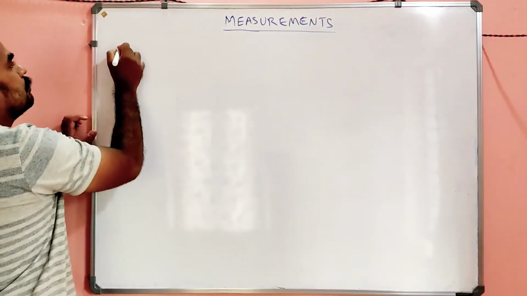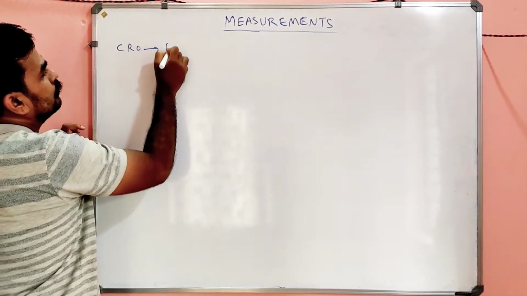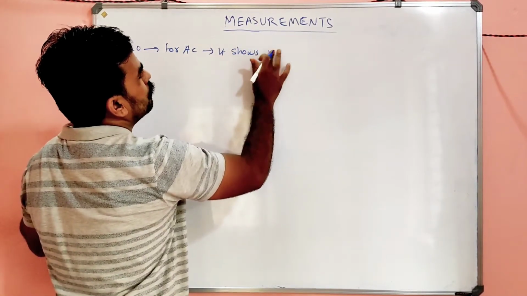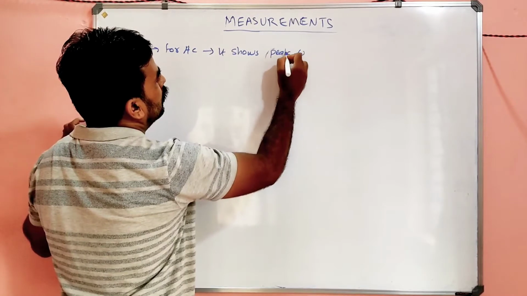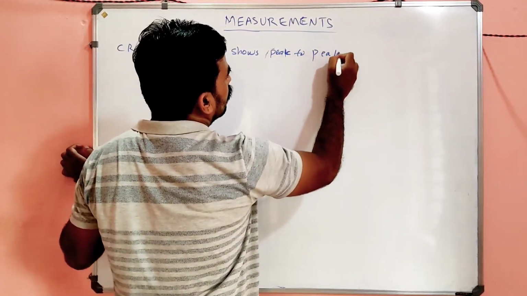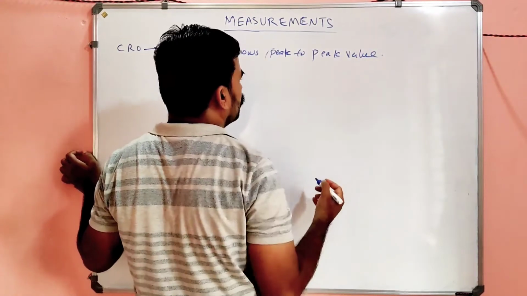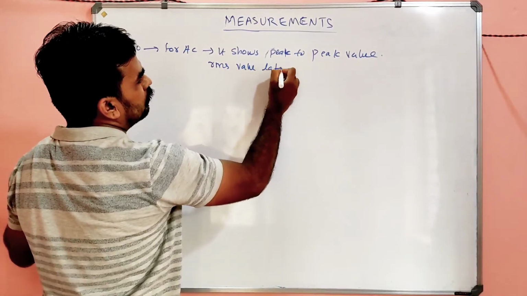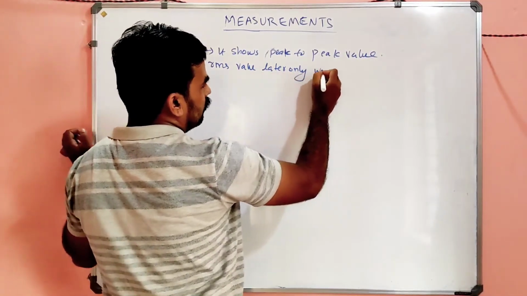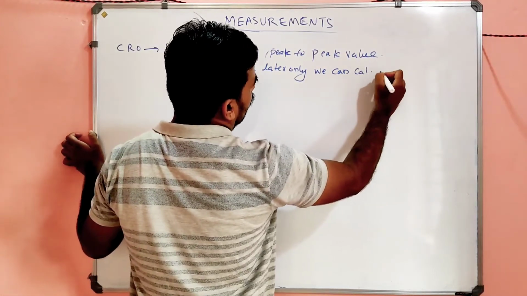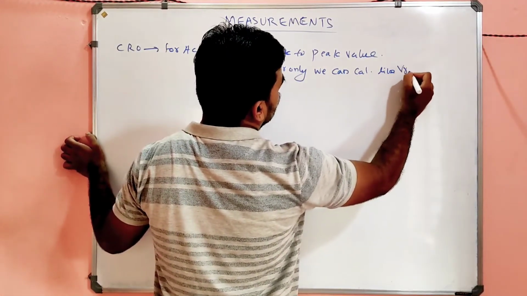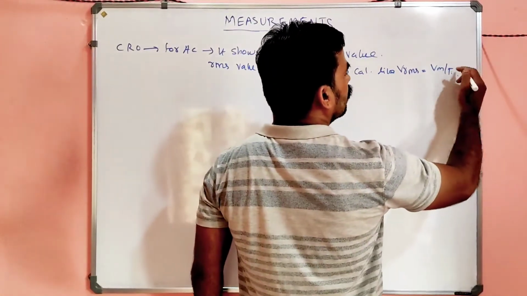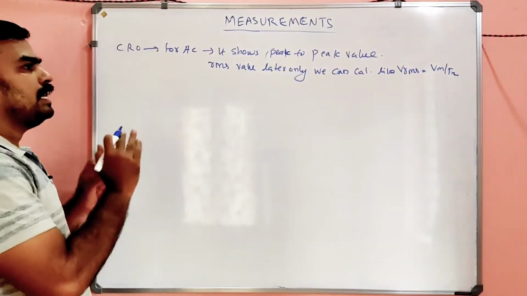And one more thing, this CRO, for AC, it shows the maximum or peak to peak value. RMS value we can calculate later, like Vrms equal to Vm by root 2. In the CRO, my dear, it will only give the peak to peak value.